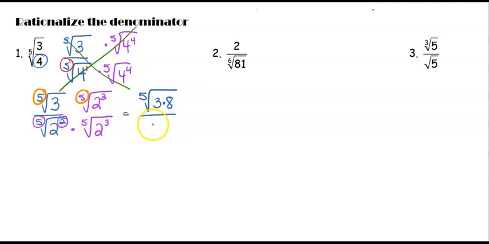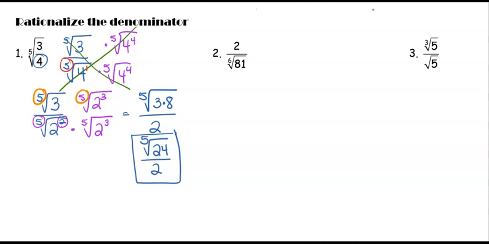And that creates my perfect group of 5 2's, which means the 2's go to the outside. 3 times 8 is going to make the numerator the 5th root of 24 all over 2. Now you may be thinking, oh, 24 divided by 2, that becomes 12.